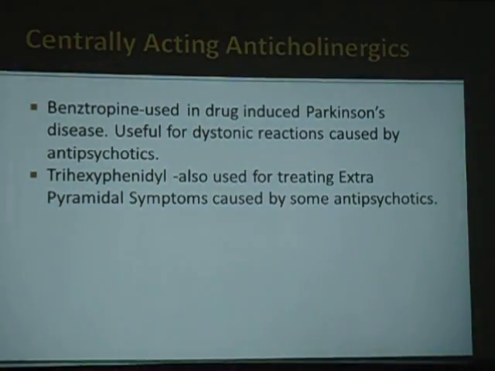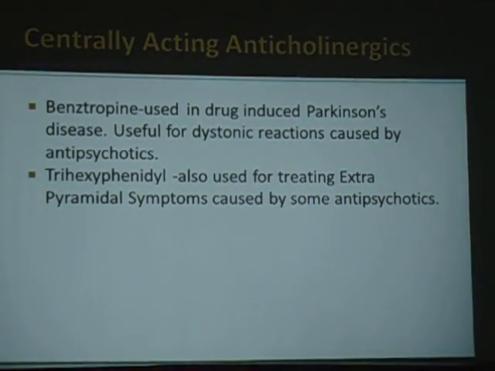Centrally acting anticholinergics we have already told about; it's just repetition. They are benztropine, trihexyphenidyl, and benzhexol. We are using them in Parkinsonism, where there is an imbalance between the cholinergic system and the dopaminergic system. We have used antipsychotic drugs for a long time, and the patient develops extrapyramidal symptoms, and sometimes these drugs are also used there. So they are used for extrapyramidal symptoms and also in the treatment of Parkinsonism.